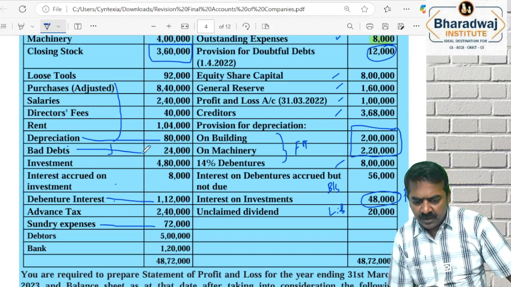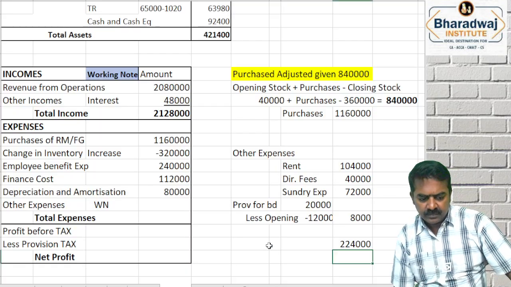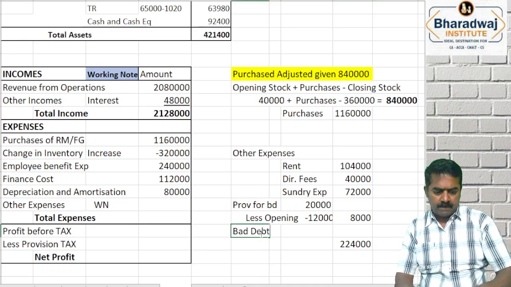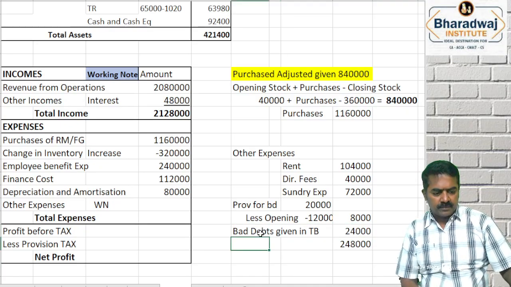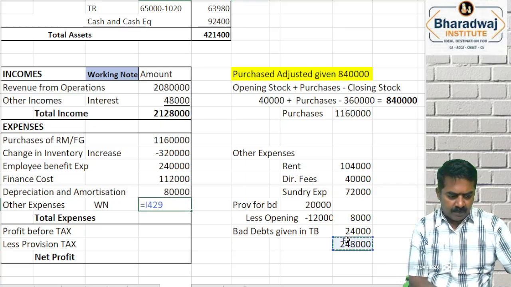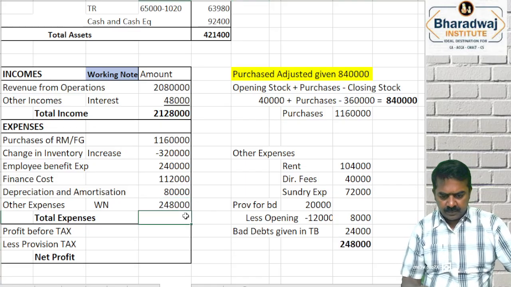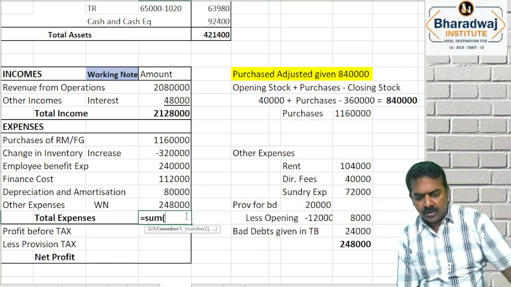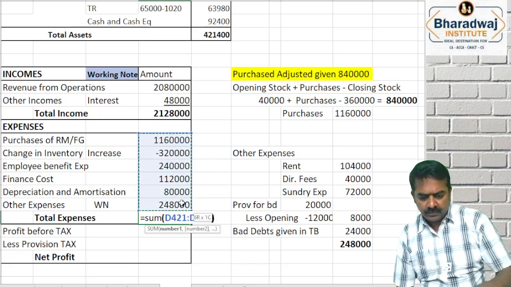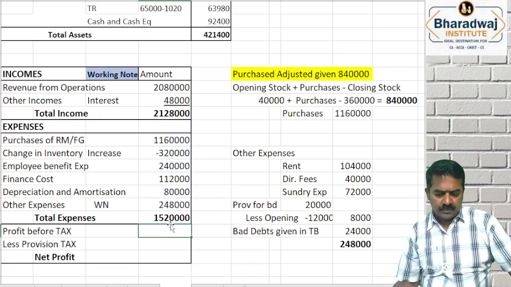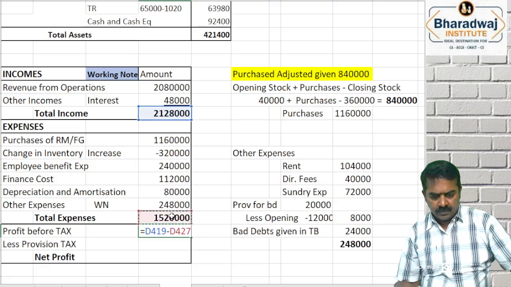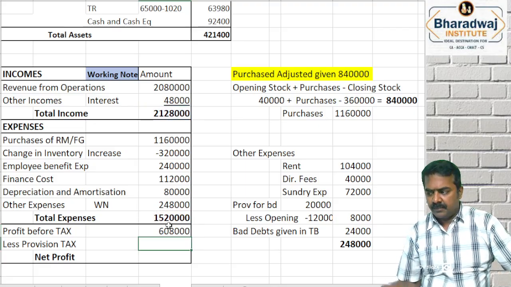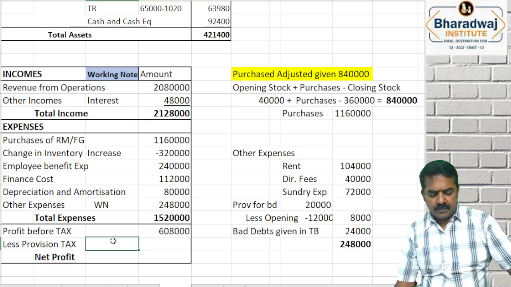The bad debts also will come. What is the bad debts given in the trial balance? 24%. Now total this. What is the tax rate? 30%.